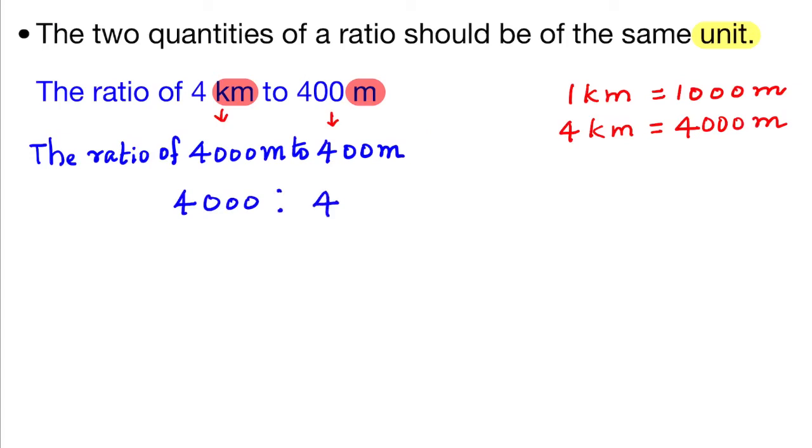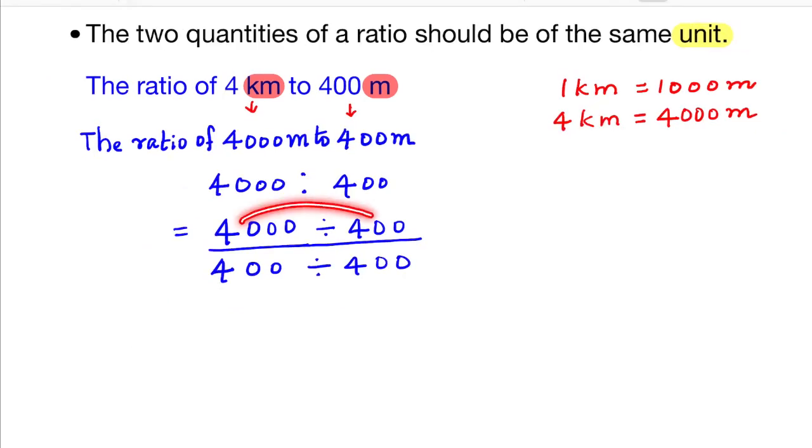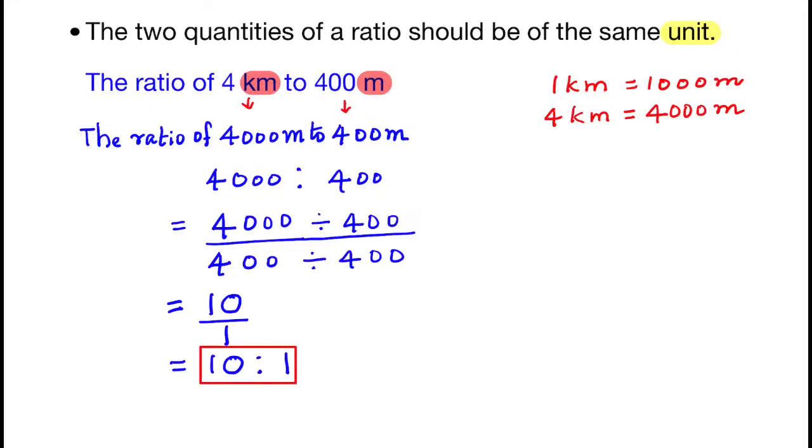4000:400, which is equal to 4000 divided by 400. Dividing the numerator and the denominator by 400, we get 4000 divided by 400 is 10. 400 divided by 400 is 1. So 10 divided by 1 is 10:1. So the ratio of 4 km to 400 meter is 10:1. And 10:1 is the simplest form of the ratio 4000:400.